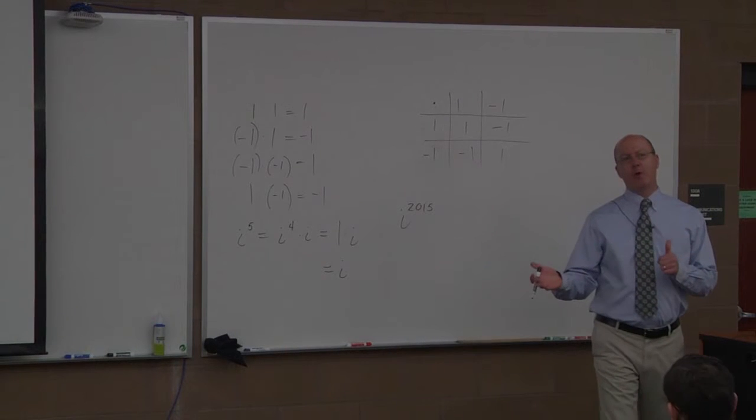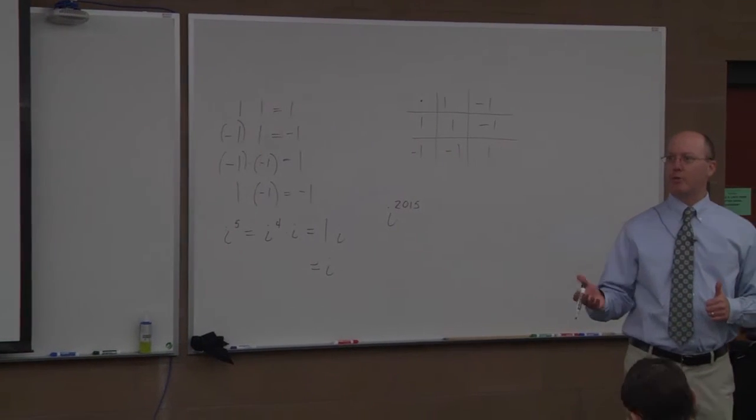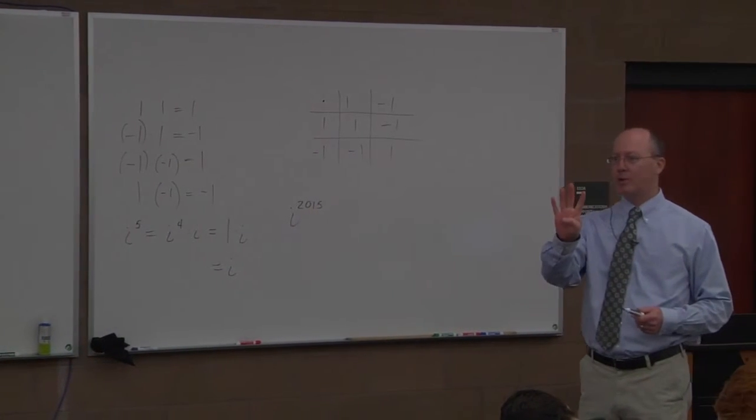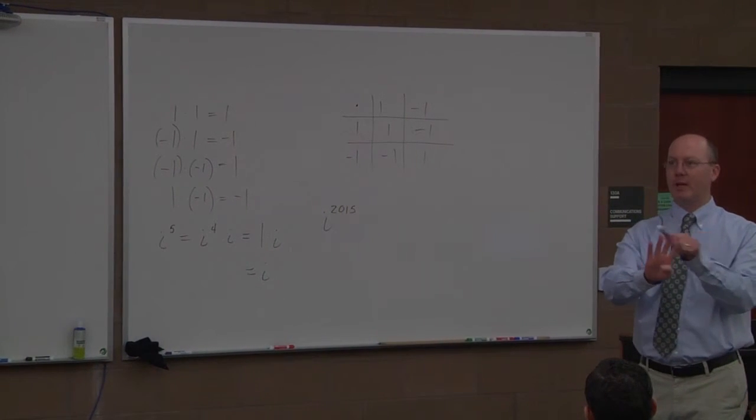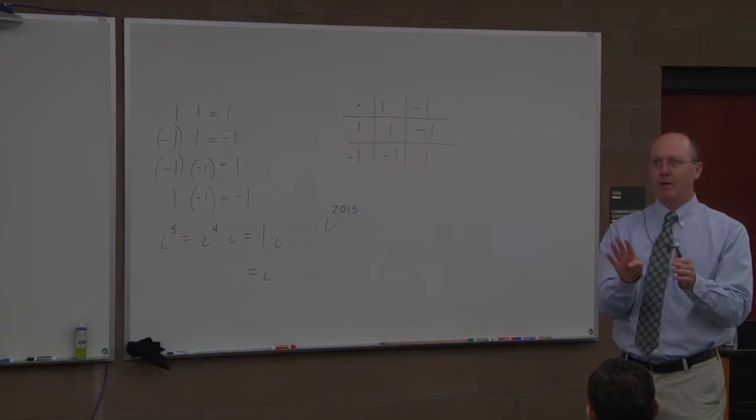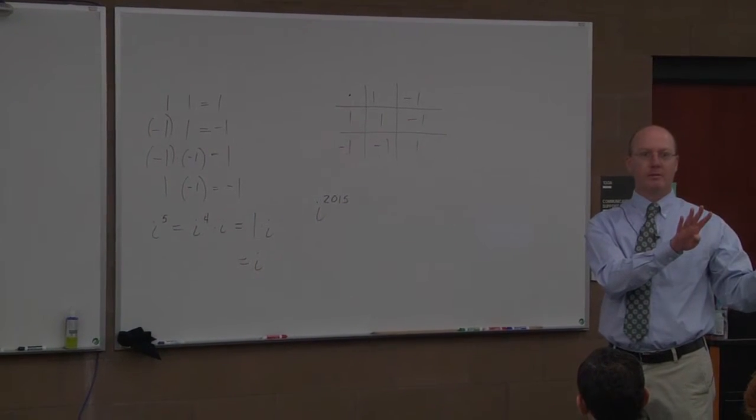Remember what i to the fourth was. i to the fourth was 1. If you take 4 multiples of i, or take i and multiply it by itself 4 times, they all cancel each other out, you just get 1. Well, you can do that as many times as you want.